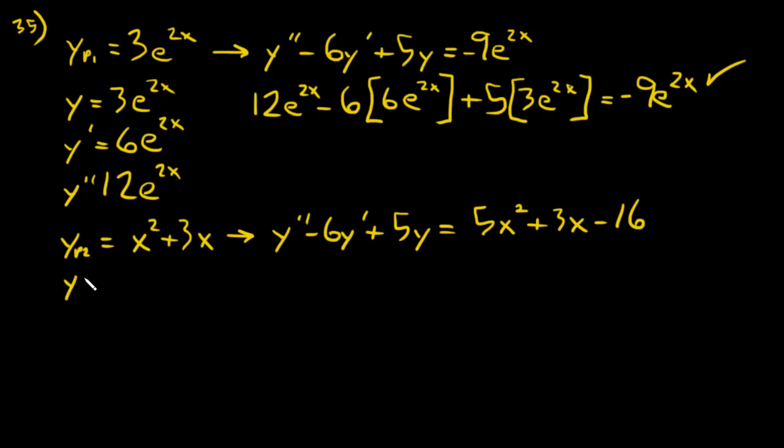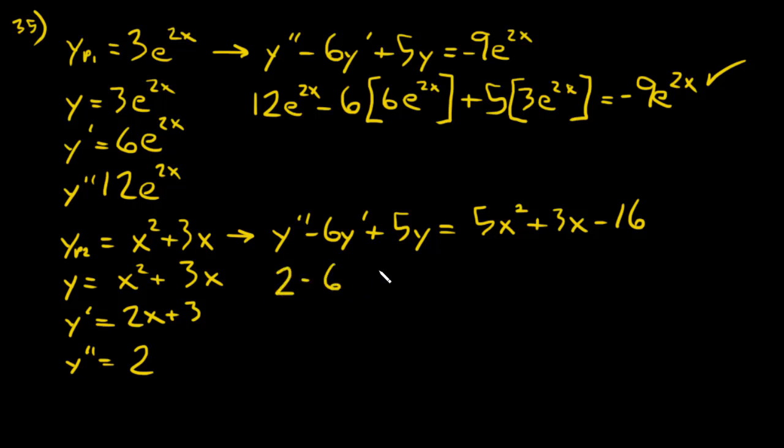I'm going to say y is equal to x squared plus 3x. Y prime is equal to 2x plus 3. And y double prime is equal to 2. So let's see if this checks out. I'm going to do y double prime, which is 2 minus 6 times 2x plus 3 plus 5 times x squared plus 3x.